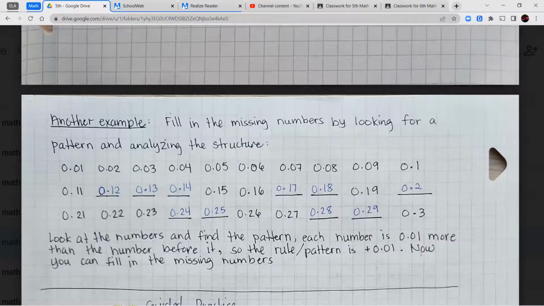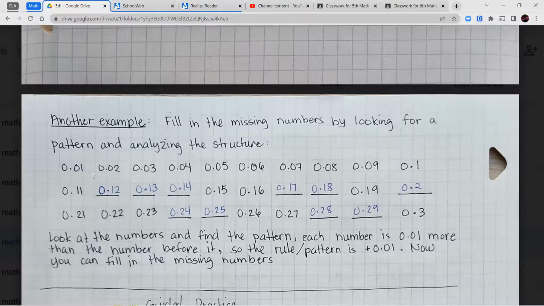It says fill in the missing numbers by looking for a pattern and analyzing the structure. So this is very similar to the example we saw in the video. You take a look at the numbers that are already there and figure out what numbers are missing. We can see that across, it's adding a hundredth each time. And moving from top to bottom, it's adding a tenth each time. This way, we were able to fill in the missing numbers and continue our chart all the way across.